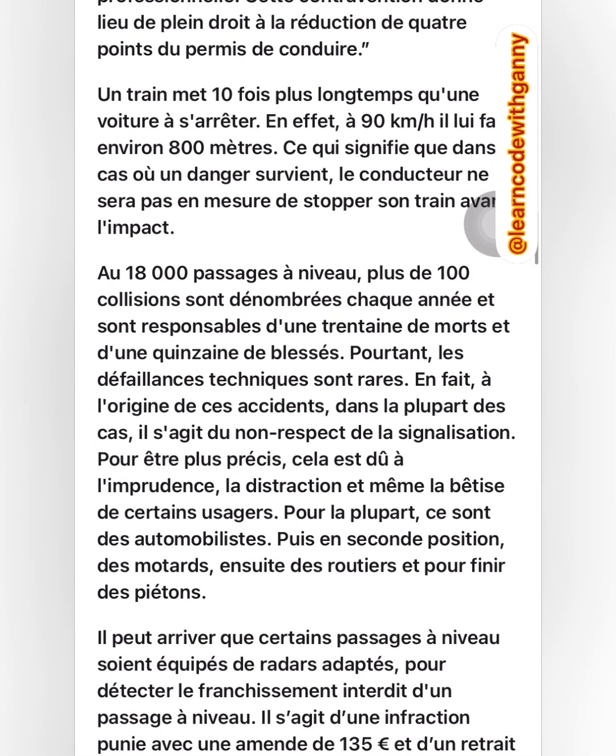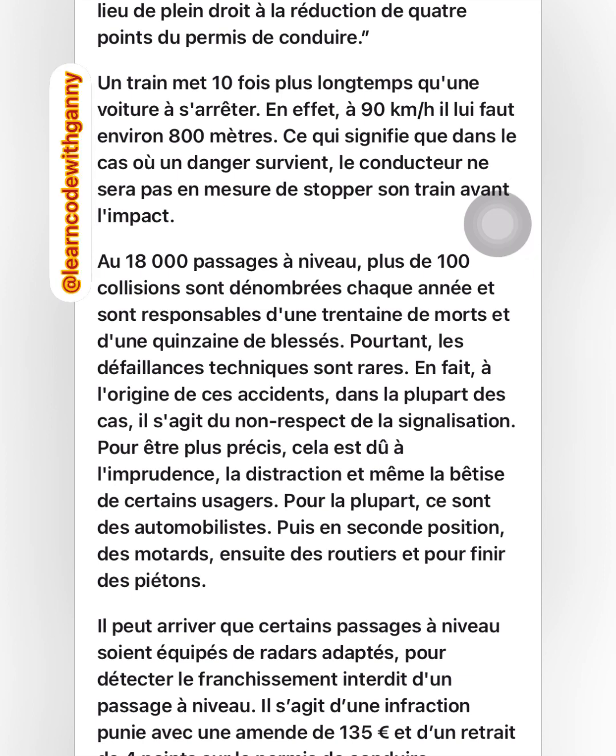Let's be careful. At the 18,000 level crossings, more than 100 collisions are recorded each year, responsible for about 30 deaths and 15 injuries. However, technical failures are rare. In fact, the cause of these accidents, in most cases, is non-compliance with signage.